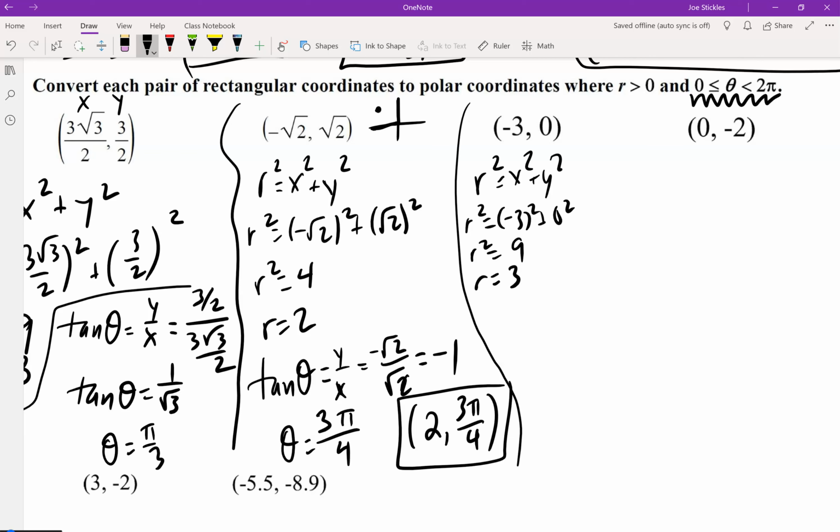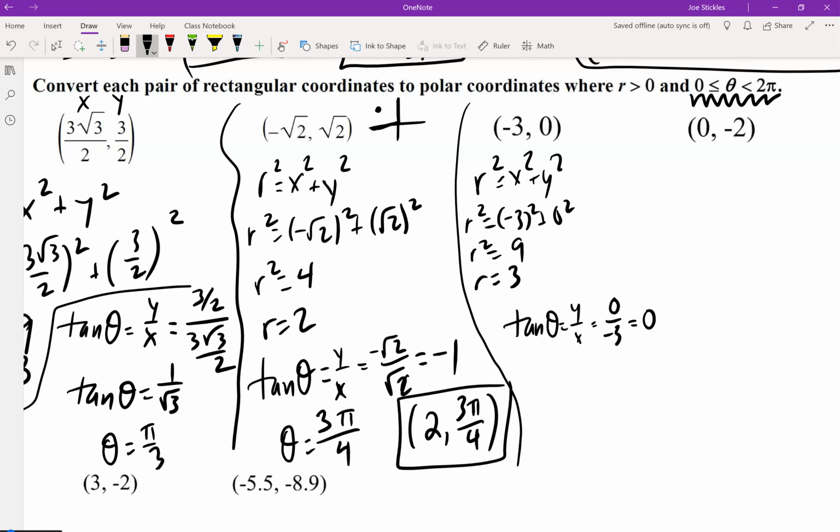All right, this one, we can do the theta. Tangent of theta is y over x. y is 0. x is negative 3, so we get 0. When is tangent equal to 0? Well, tangent is equal to sine over cosine. So the tangent is 0 when the sine is 0, which happens at 0, pi, 2 pi, and so on.